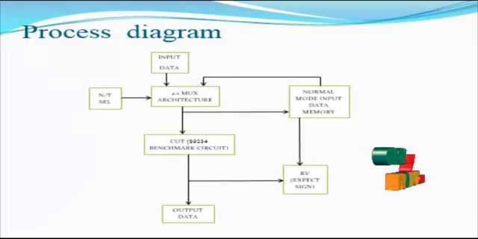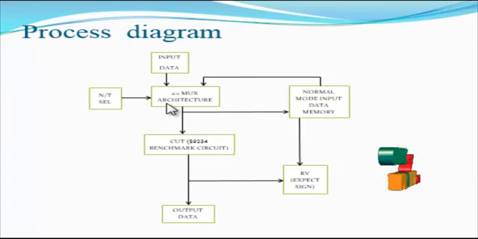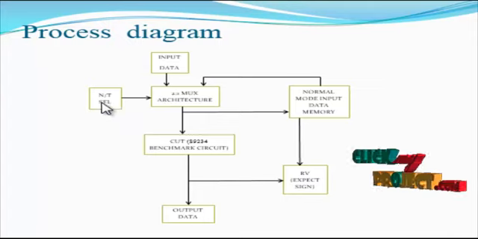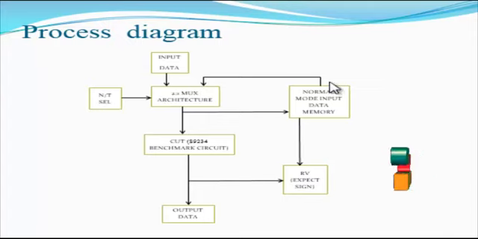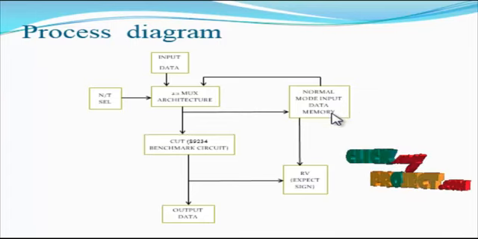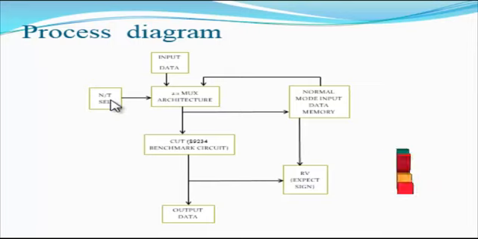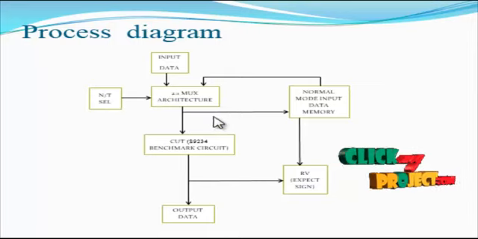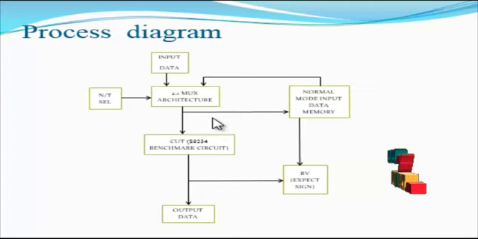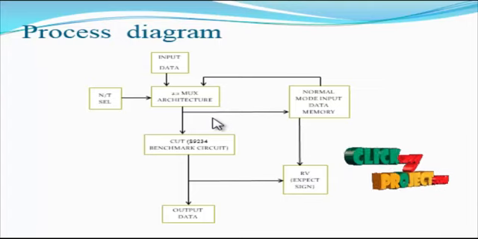Next, we see the processing diagram for the project. First, the input data bits are applied to the 2:1 mux architecture. This mux selects based on the normal mode or test mode selection logic, passing either the input data bit or the normal mode input data memory output bits. First we activate the normal mode function, and the input data bit is passed to the mux architecture. This mux architecture passes to the CUT, circuit under test, functions.